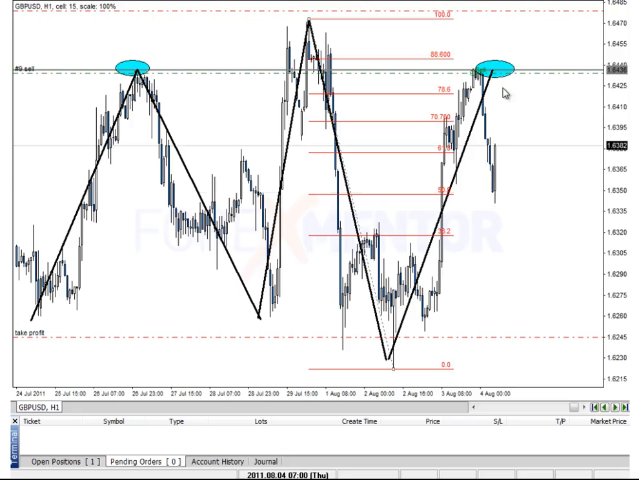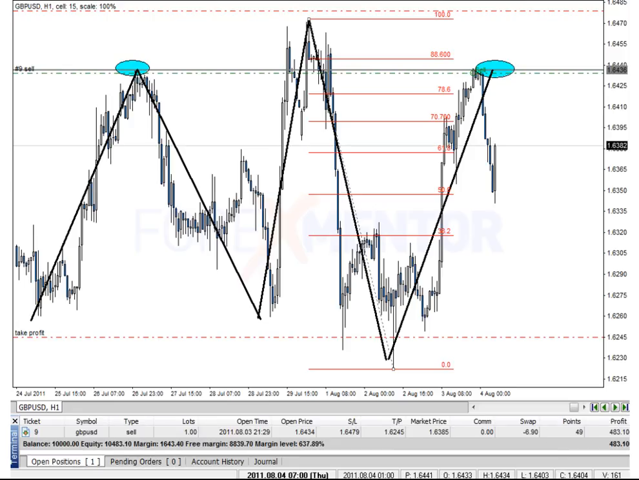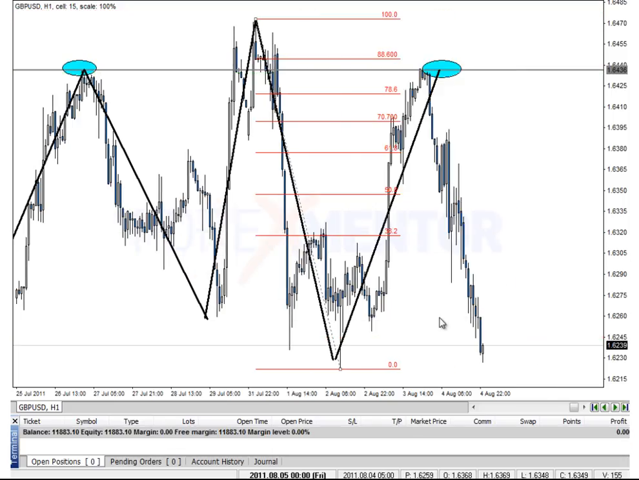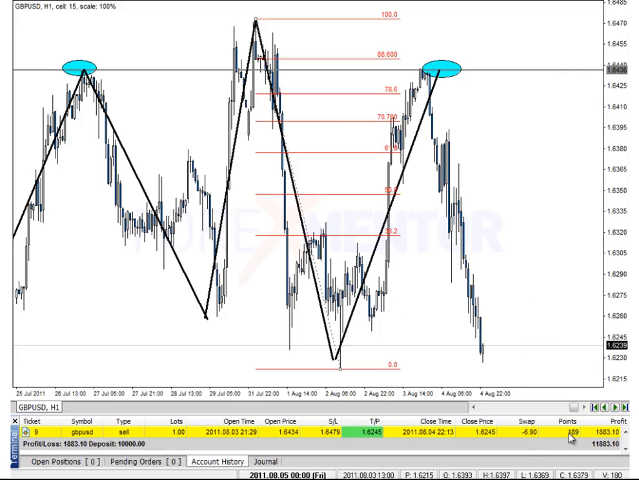You can see we've been filled on that, currently up about 50 pips. So looking for a surge lower now. And you can see we've been taken out for 189 pips with a risk of 45 pips on that trade.